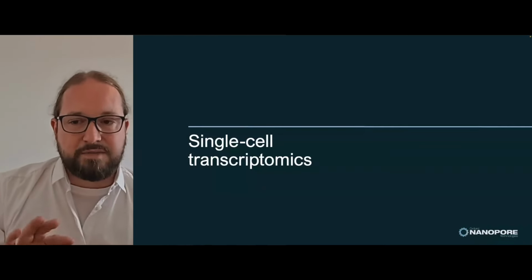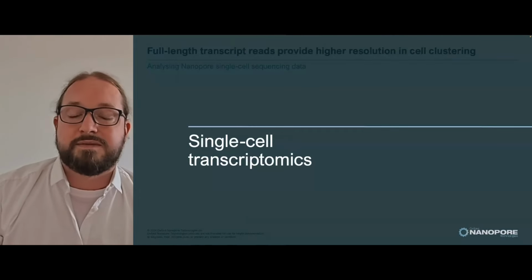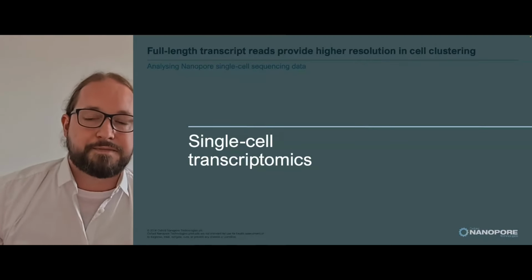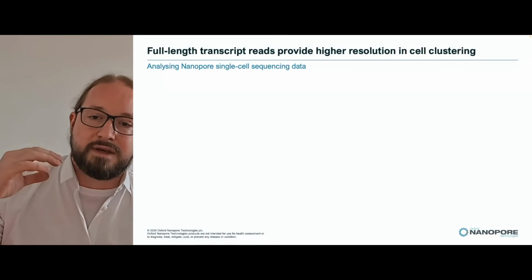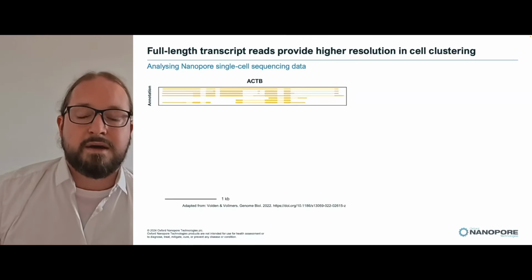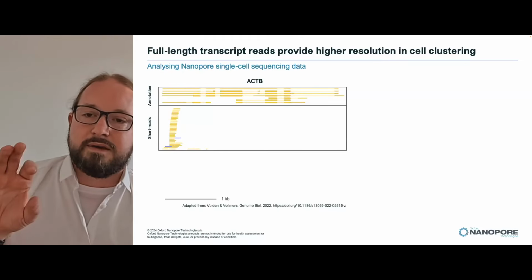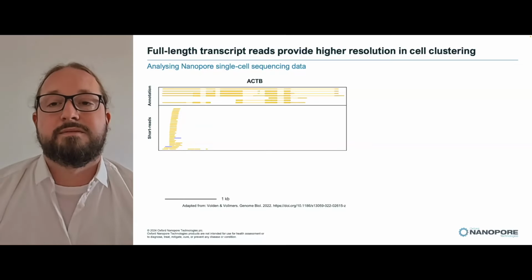Again, just a very brief glimpse, and I want to start by showing you why you would use nanopore sequencing for single-cell transcriptomics. So this is just an example region that shows the annotated isoforms from a gene called ACTB. And then this is a visualization of what you would get from a short-read single-cell experiment.